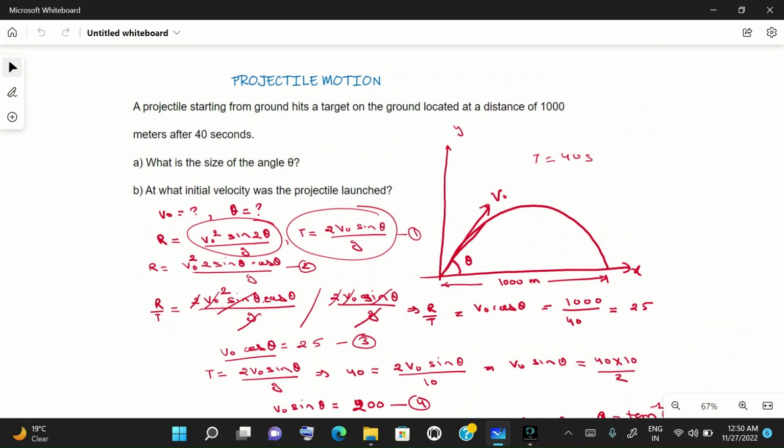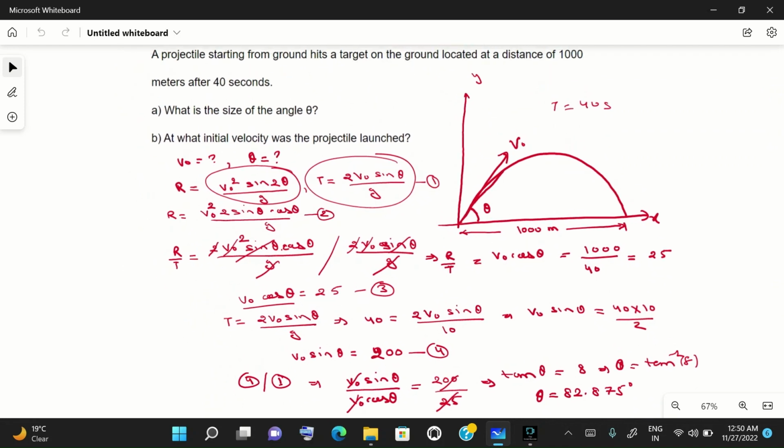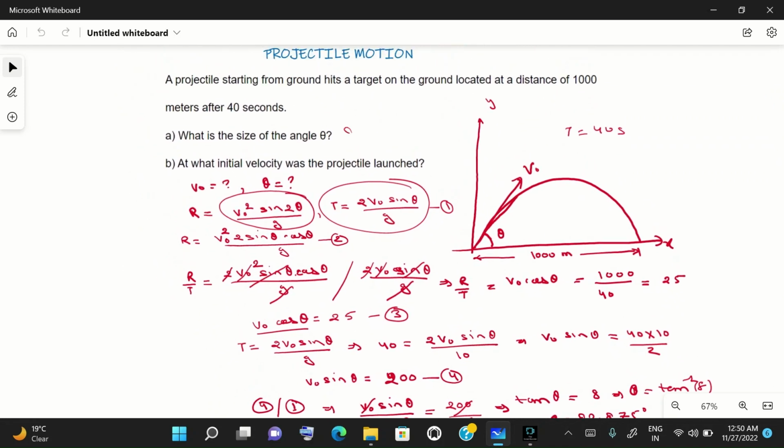Now let's see what we have to calculate in the problem. What is the size of angle theta? We already calculated it, which is equal to 82.875 degrees. Now, at what initial velocity was the projectile launched?